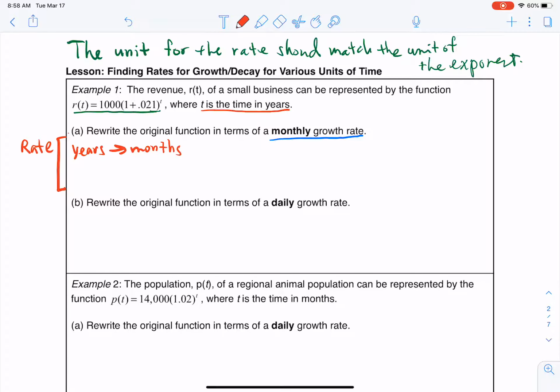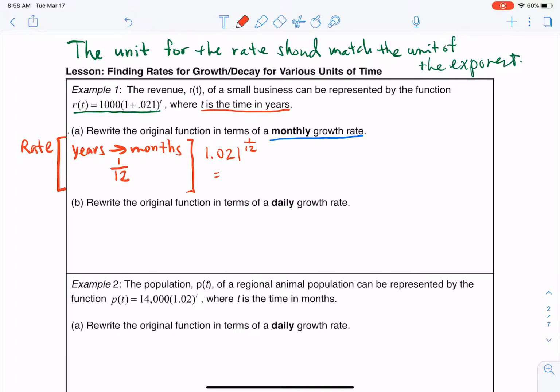One way to think about this is, what does 1 month represent in terms of 1 year? If 1 month passes, that's 1/12 of a year. So what we're going to do to recalculate our rate is take that 1.021 and raise that to the 1/12th power.